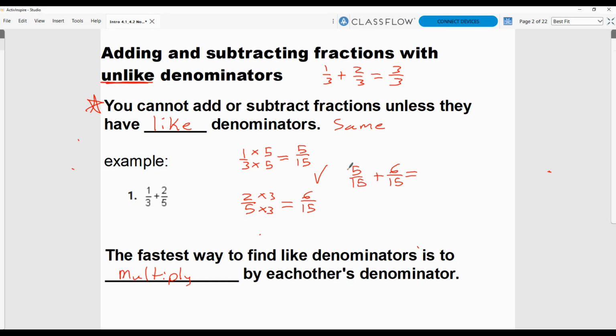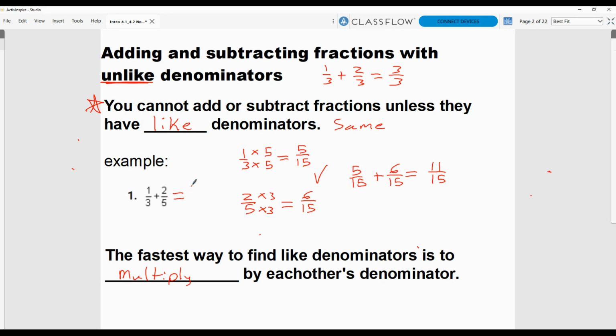Remember, we just add the numerators when we're adding fractions. I know, another rule about fractions. So we're just going to add the numerators to get 11. Denominators stay the same. We don't do anything with them. They just stay 15. Okay, so there is our answer. 11 over top of 15 is the answer we get when we add these two fractions.